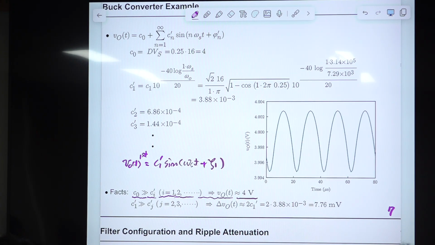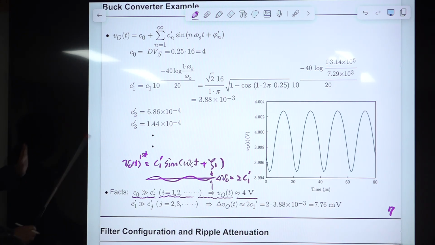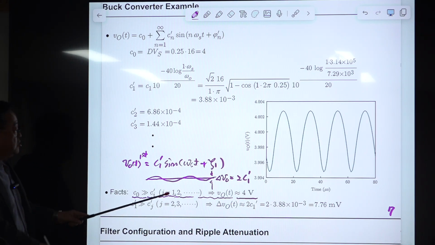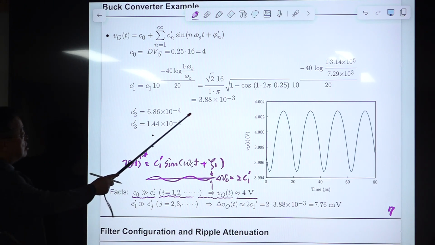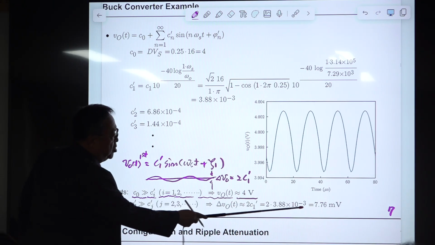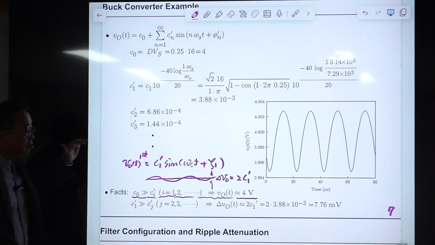Then our voltage will be like this. There is a pure DC, and this fundamental component is superimposed on that, and the magnitude of this, del VOT, is 2 times C1 prime. This is obvious, right? Assume you forget about all the harmonics and just consider this fundamental one. And you know this, and this is the predicted magnitude of the ripple component.